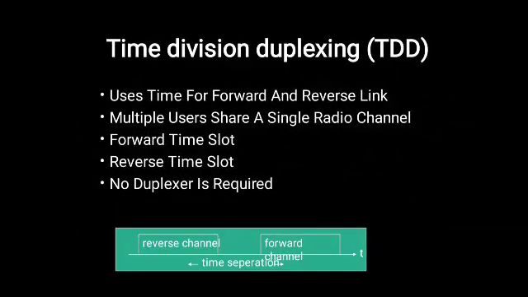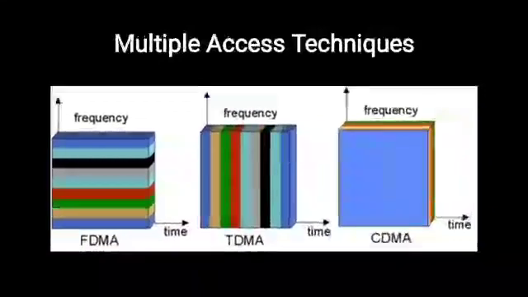Similarly, for time division duplexing, users use a forward and reverse link, and multiple users share a single radio channel. Here we are using a forward time slot and a reverse time slot for transmission and reception, but here no duplexers are required. Here it is explained with the diagram.